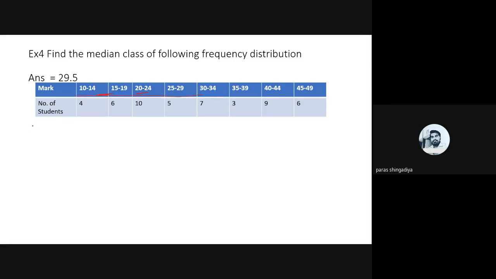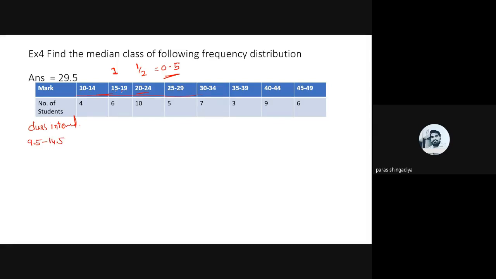So the class interval will be... Here the gap between the two intervals is 1. So consider half of it, that is 1 by 2, which is 0.5. So use 0.5, subtract it from the starting limit, and then add it to the ending limit. So 10 to 14 will become 9.5 to 14.5.